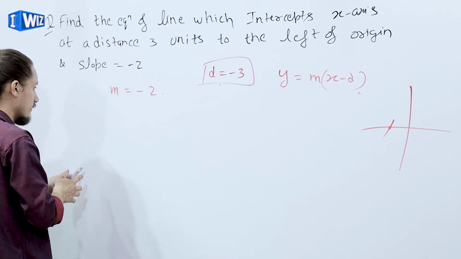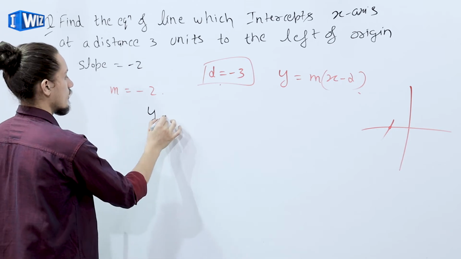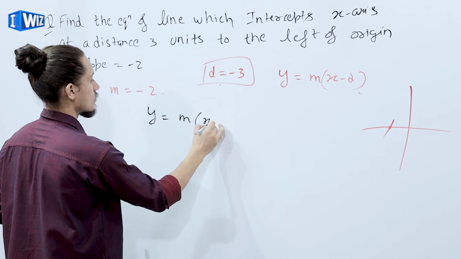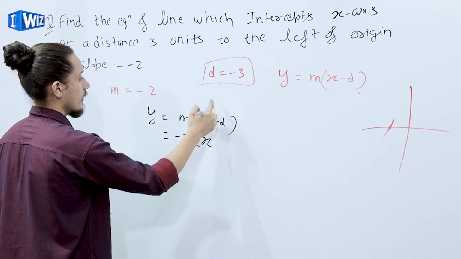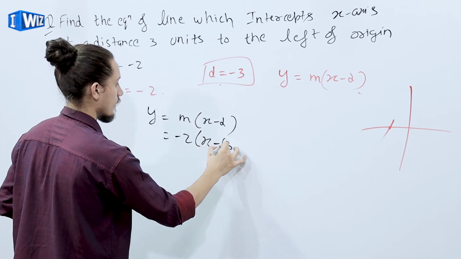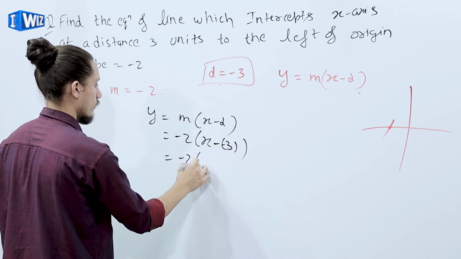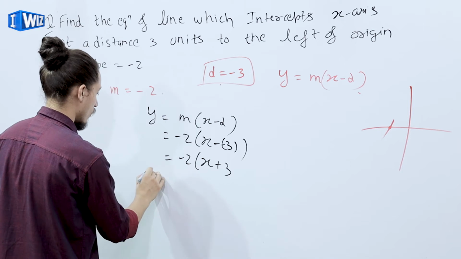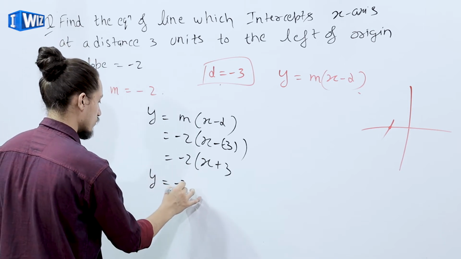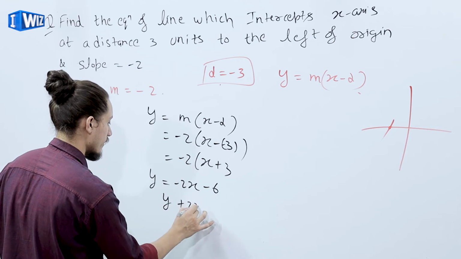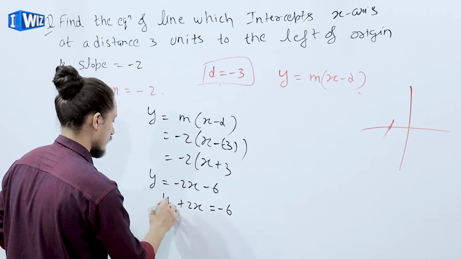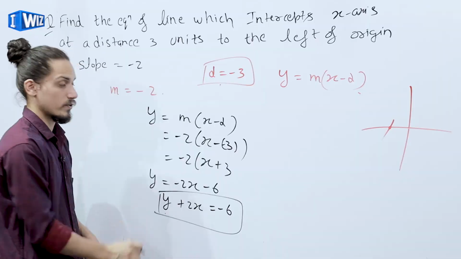So equation of line becomes y is equal to m(x minus d). We have the value of m as minus 2, and d is equal to minus 3. So we get y is equal to minus 2 into (x plus 3), or y is equal to minus 2x minus 6, which implies y plus 2x is equal to minus 6. This is the required equation of line.